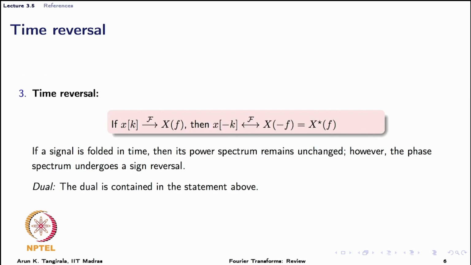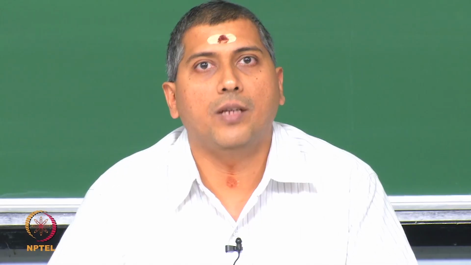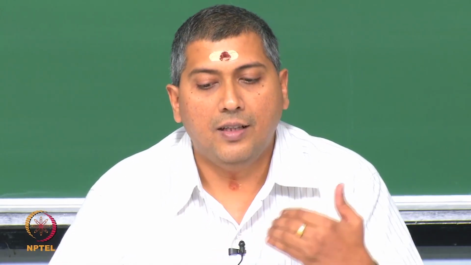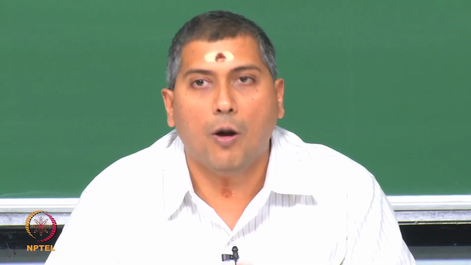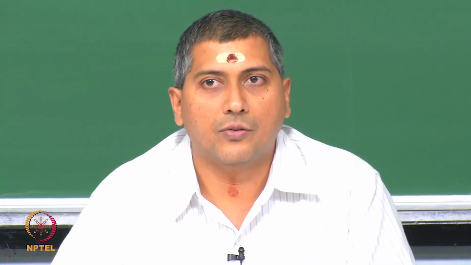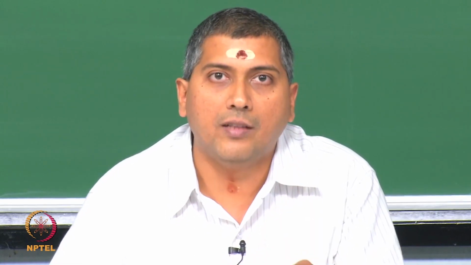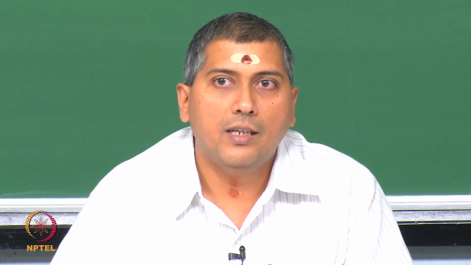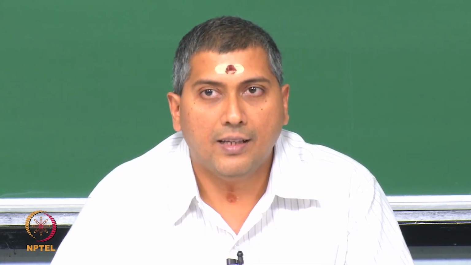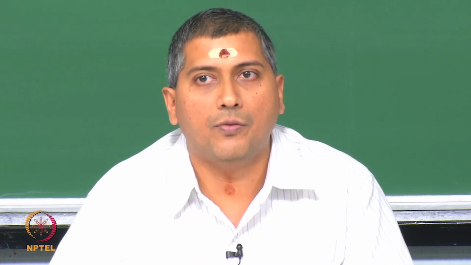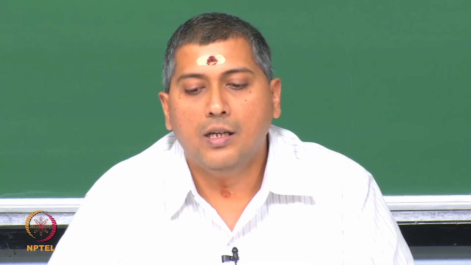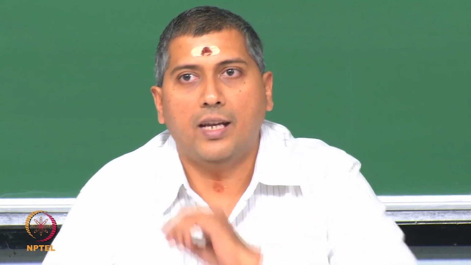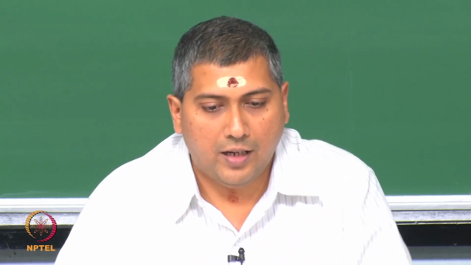The next property of interest is time reversal. By time reversal we mean reflection in time. So, if I have a signal whose Fourier transform is X of f, then the Fourier transform of the reflected one is the complex conjugate of the Fourier transform of the original signal. So, reflection results in a complex conjugate behavior. Remember, the complex conjugate is obtained by replacing j, the imaginary part of the number, with its negative value. So, you are really transferring the negative sign in time to the imaginary portion.